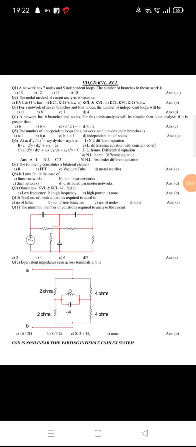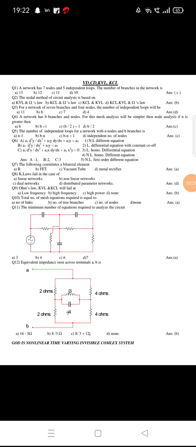All. Now I am going to explain about problems on electrical circuits. Okay, first problem. A network has 7 nodes and 5 independent loops. The number of branches in the network is... see here, in this first question he has given the number of nodes n as 7 and the number of independent loops as 5. Okay, we need to calculate the number of branches, right?